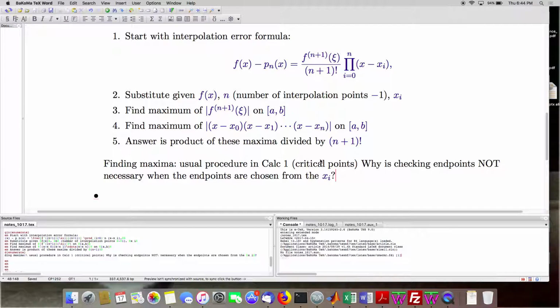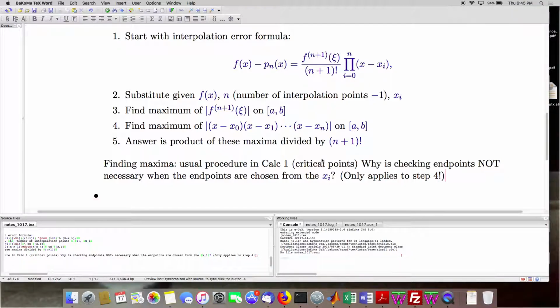now I should mention this only applies to step 4. So here, what I would do is choose the interval so that it's just whatever interval contains the interpolation points, like x0 and xn. Yeah, so at those points, at the endpoints, the function's 0. So you're definitely not going to find a maximum there. Whereas for step 3, no dice. You still have to check the endpoints for that one.